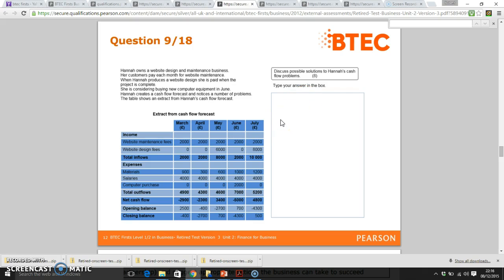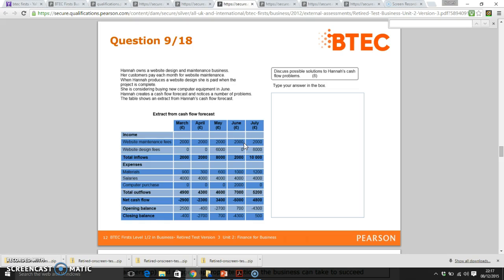Then the first solution that we want to talk about is Hannah's website design fees don't come in every month. This is a part of her business that she needs to focus on. It needs to become more regular. Well, what's the other way she could improve those inflows? If her website maintenance fees are £2,000, it's clearly not enough. If she's not charging enough here, unless she gets these website design fees in. So another possible solution: increase these website maintenance fees, make everyone pay a bit more for looking after their websites.